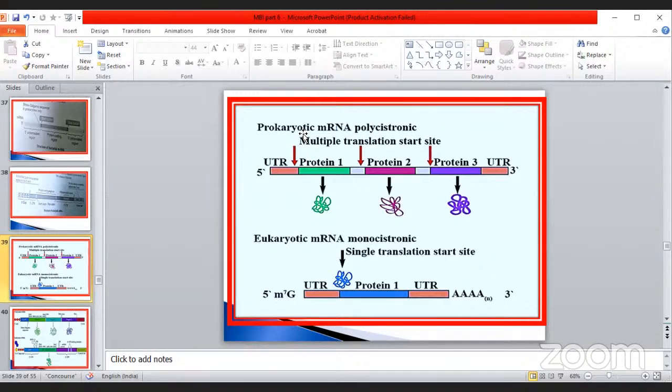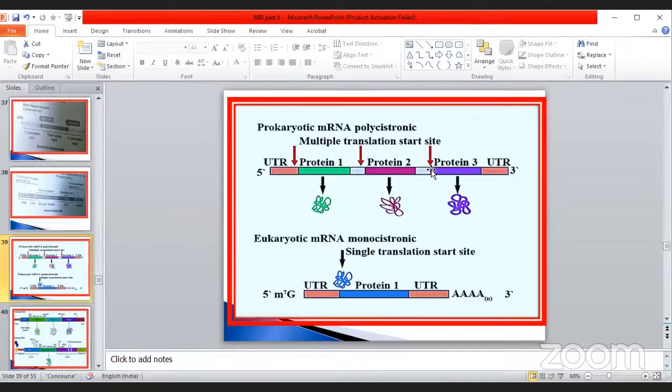This one is the prokaryote, which is polycistronic, and this is monocistronic. You should know the difference between polycistronic and monocistronic. More than one coding segment is present. A cistron is a small segment in the mRNA that encodes a protein molecule. If more than one cistron is present in the mRNA molecule, it is called polycistronic. If only one is present, it is called monocistronic. Polycistronic mRNA is mostly present in prokaryotes, bacteria and bacteriophages, the lower organisms.